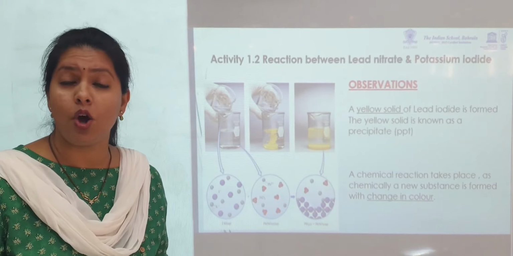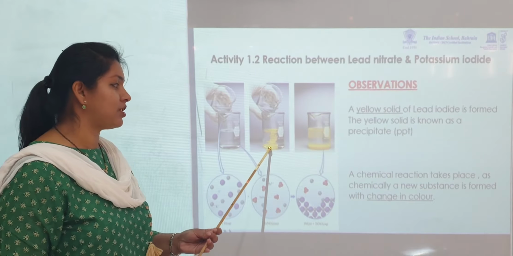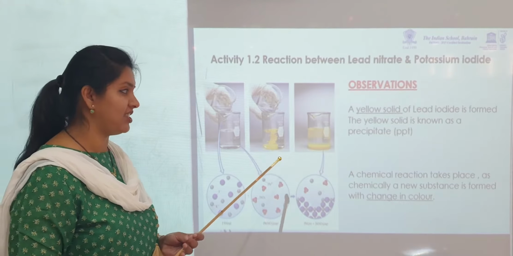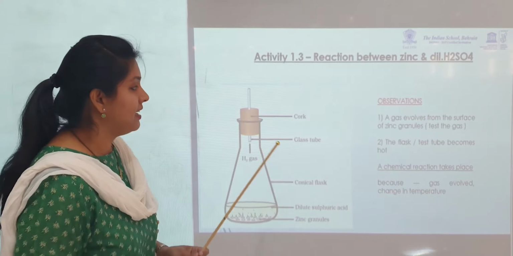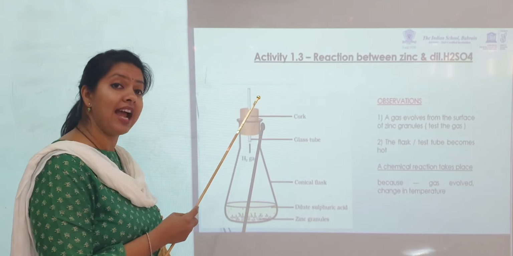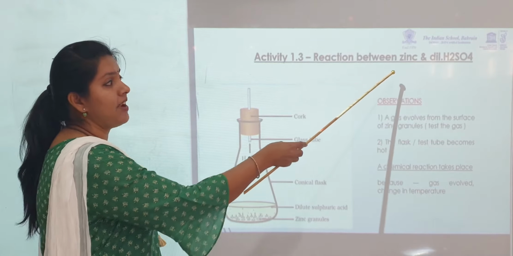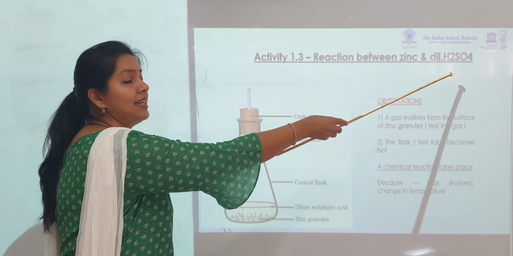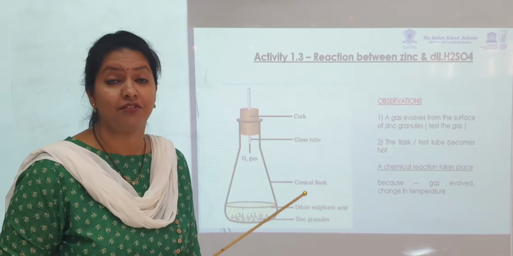So here also a chemical reaction has taken place. Why? What is the obvious observation? A new substance is formed with a color change. Yes. Let's go to the third activity listed in your book. It's a reaction between the metal zinc and a dilute acid. Here we go with sulfuric acid.